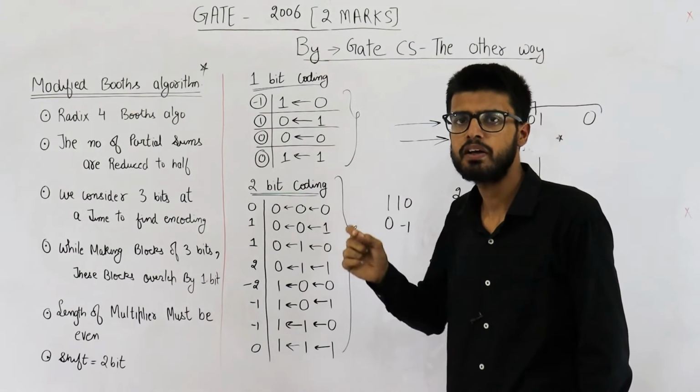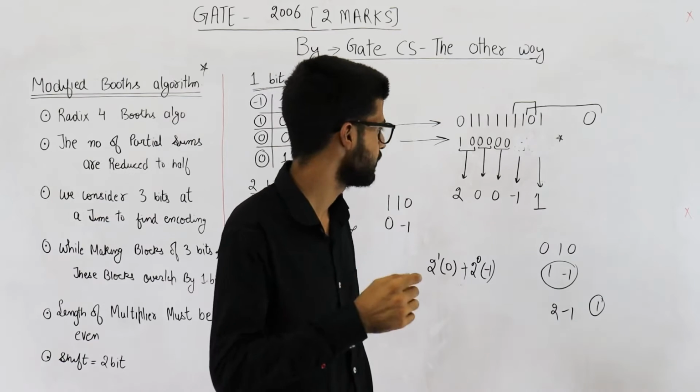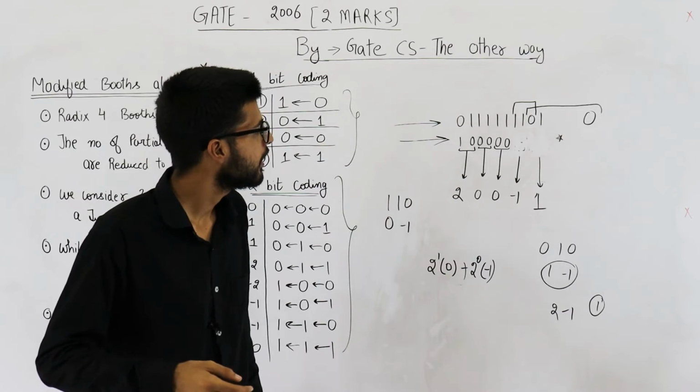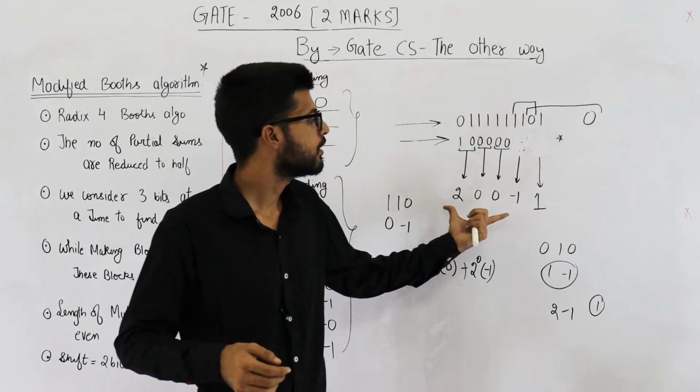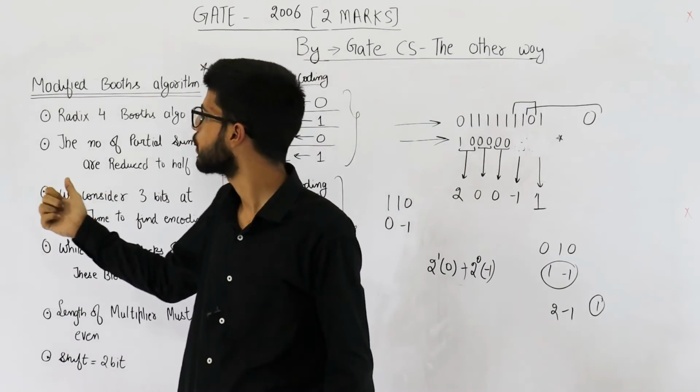Just pardon me if I use the word partial sum somewhere. Okay, I was confused between these two multiple times. I had to record this video twice. Anyways, we'll reduce the number of partial products to half. That is the benefit of the modified algorithm.